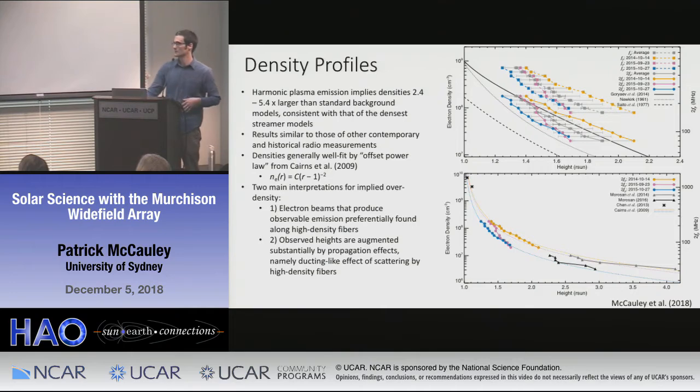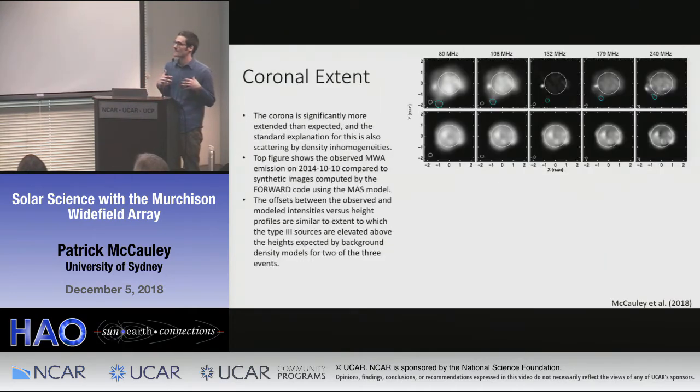So to try to investigate this to some extent, I wondered if the extent of the quiescent emission from the corona is related. The extent of the corona tends to be larger at lower frequencies than you would expect from your model predictions. And the standard explanation for this is also scattering against density inhomogeneities. So at the top panel here, we have MWA images from 5 different frequency channels for one of our events, and then below that is a forward model using Sarah Gibson's forward code and the magnetohydrodynamic outside of a sphere MAS model from the Predictive Science group.